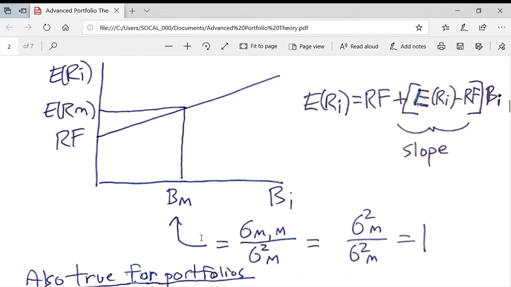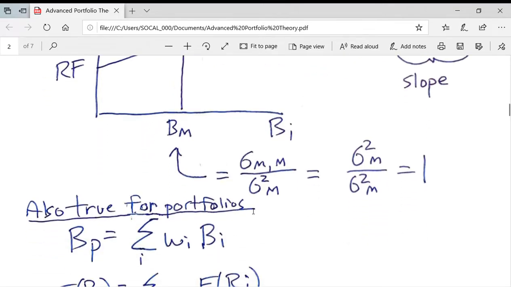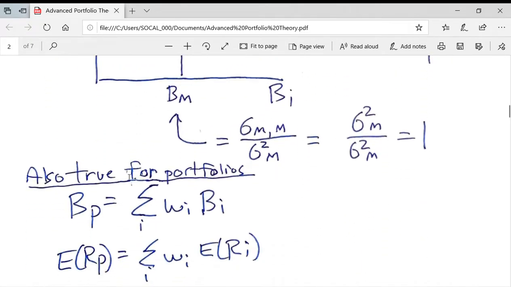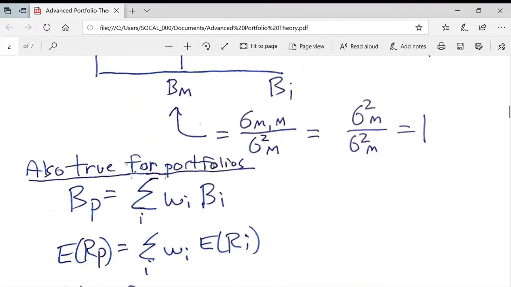Of course, the beta is the covariance of the security's return with the market's return. In this case, the covariance of the market's return with the market's return divided by the variance of the market's return. So, of course, that's the same as variance of the market divided by variance of the market, or 1. So, in other words, the beta of the market is 1. And this is for single securities. This also holds for portfolios.